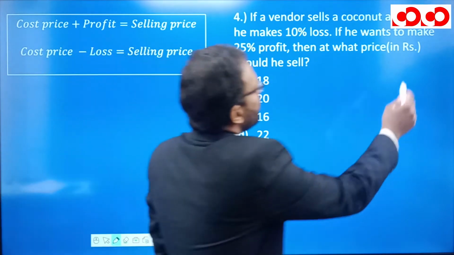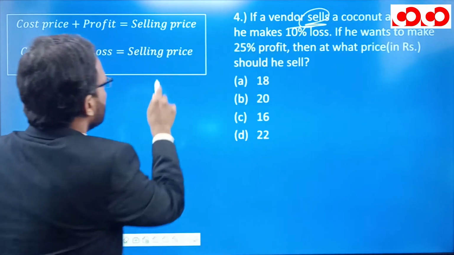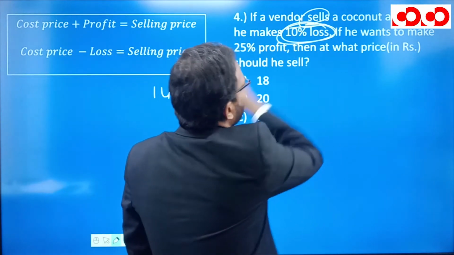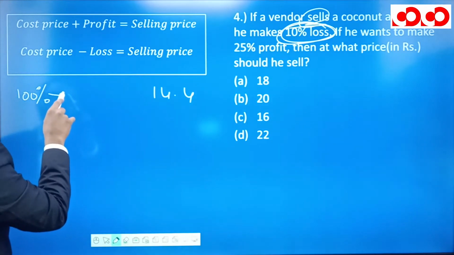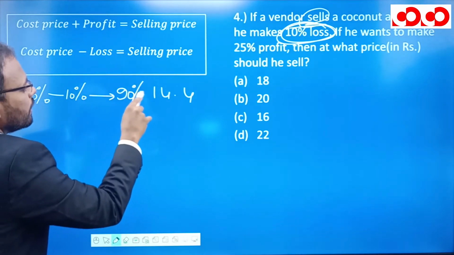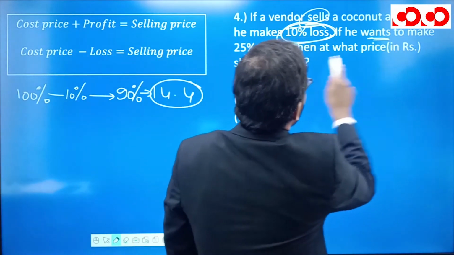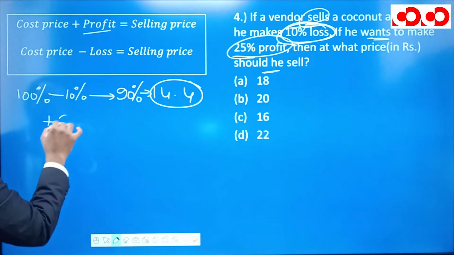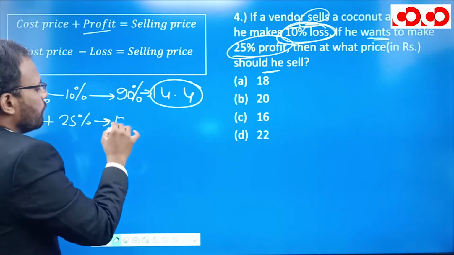Now we have been given 14.4 rupees. What is this 14.4? He is selling the coconut at 14.4. It means 14.4 is my selling price. When is it? When we are getting 10% loss. So if the cost price is 100% and my loss is 10%, minus 10%, my selling price is going to be 90%, and this 90% is given as 14.4. Again, what should be the selling price when profit is 25%? So again, if the profit is 25%, we are not changing the cost price. The selling price is going to be 125%.